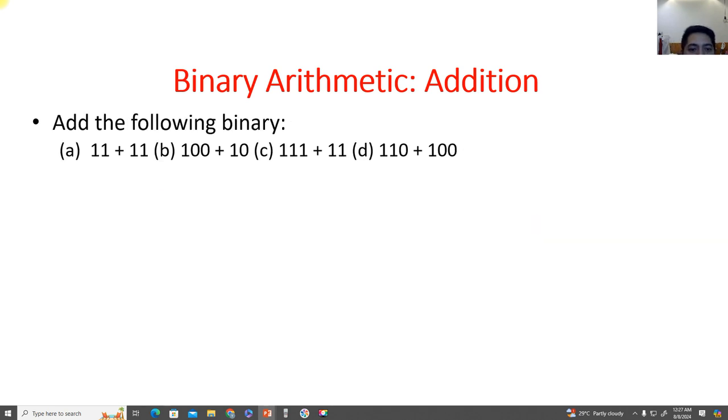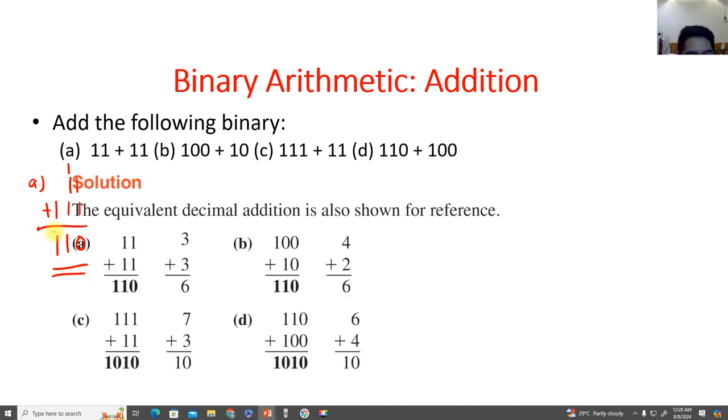Alright, so let us try. For letter A, we have 11 plus 11. So pretty much the same. 1 plus 1 would be 0, carry 1. Again, 1 plus 1 is 0, carry 1. So we have 1 here because of 1 plus 1, 0, carry 1. And 0 plus 1 would still be 1, and you have a carry which is 1. So that is 110.